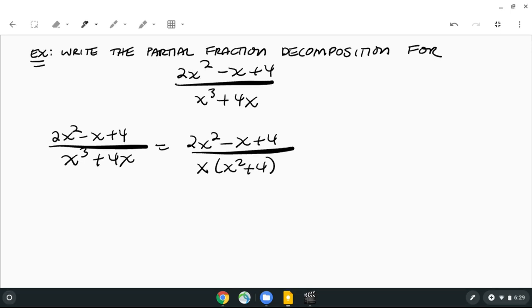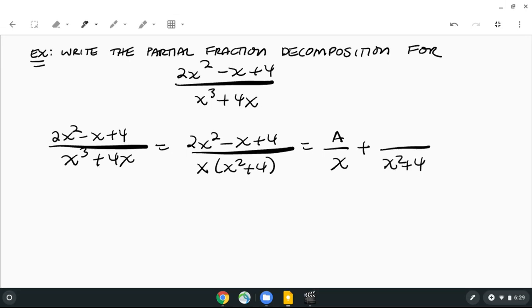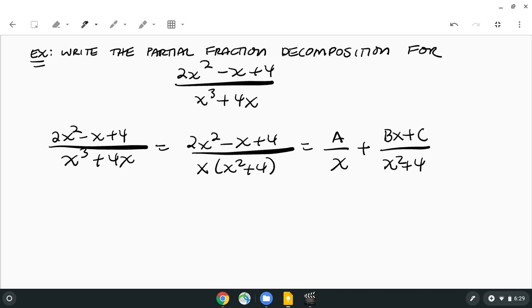So we have a quadratic factor in this case. So we're going to have one fraction for the x, and we're going to have another fraction for the x squared plus 4. And remember, when you have a quadratic factor, you have to have a linear expression for the top. So this is that bx plus c situation. Okay, so bx plus c. So we still need to solve for a, b, and c.